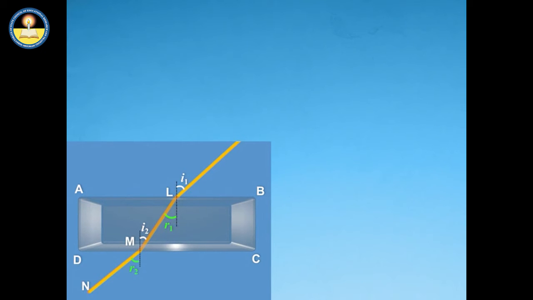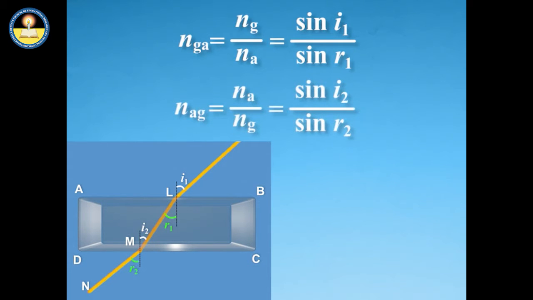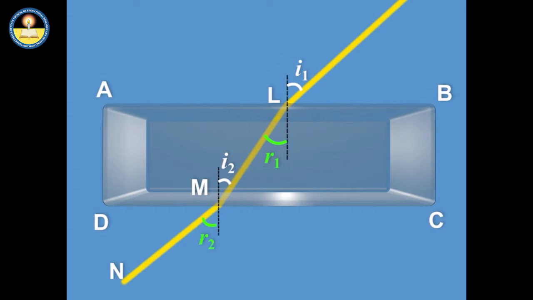Using Snell's law at point L, the refractive index of glass with respect to air can be written as the ratio of sin i1 and sin r1. Again, applying Snell's law at M, the refractive index of air with respect to glass can be written as the ratio of sin i2 and sin r2. Here, angle r2 is called the angle of emergence. It is the angle that the emergent ray makes with the normal.